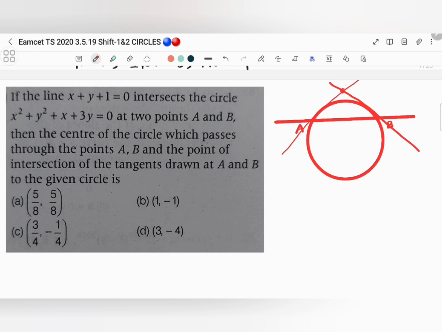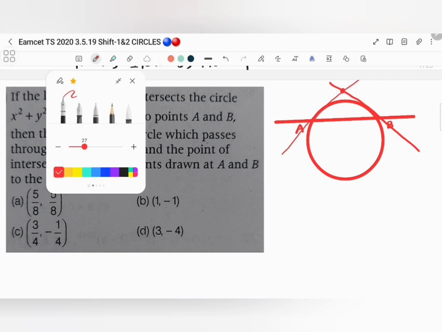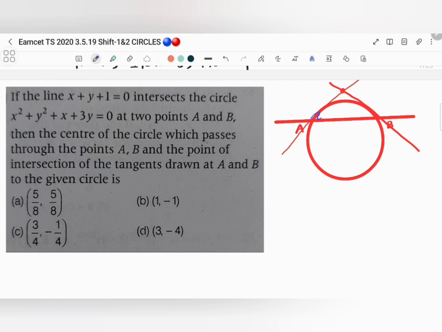This is the center of the required circle as well as the chord of contact. I hope you understand the chord of contact concept. The line joining the points of contact is the chord of contact, and like this the circle will come. For this dotted circle, this is the center, as well as the chord of contact of P(x1, y1), that we are going to calculate now.